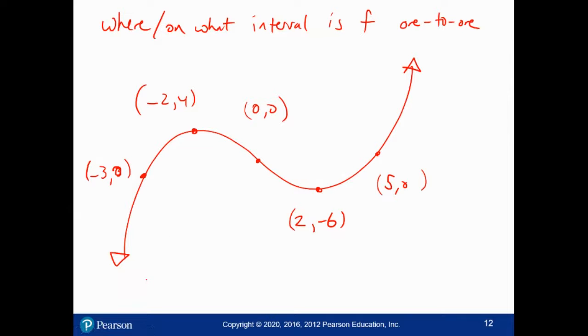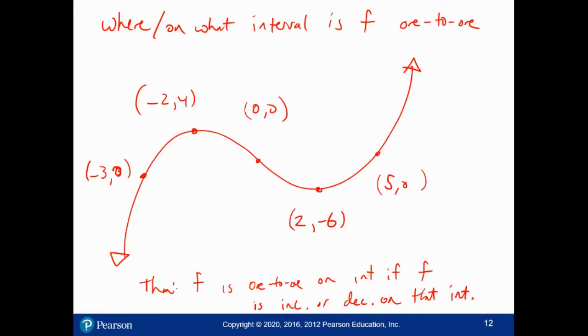And remember, we had this theorem that said f is 1 to 1 on an interval if f is increasing or decreasing on that interval. In other words, can you find me some intervals where this function is increasing or decreasing? Sure. So f is 1 to 1 on the following intervals, all the way from -infinity up to -2.